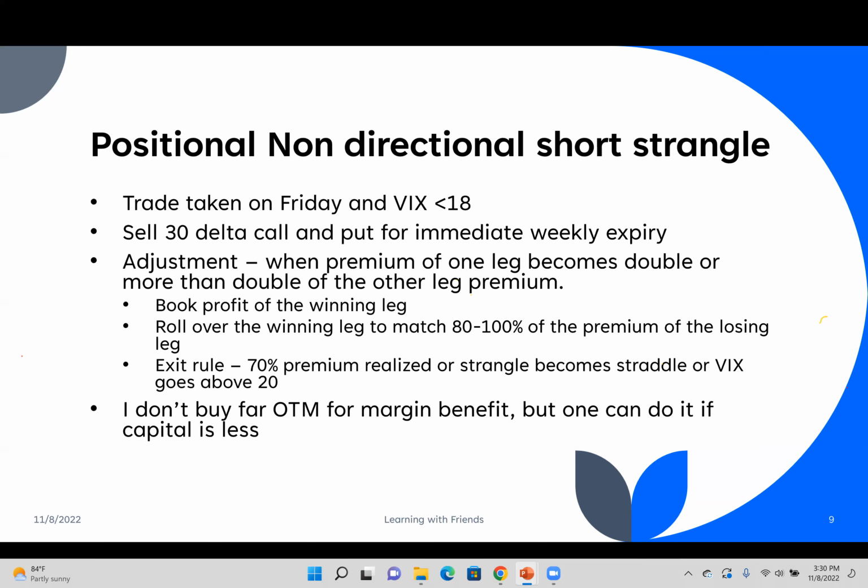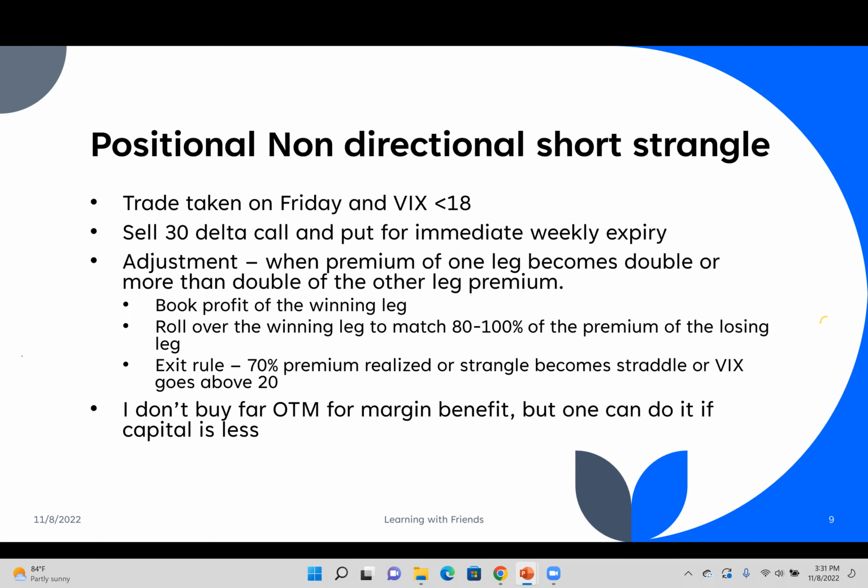And let's say you enter a situation where the call premium becomes, say, 40 rupees and put premium becomes 80 rupees, or whatever, 36 rupees and 72 rupees, something like that. Again, this time you book the profit in the call. Okay. And then you roll over the call, bring it to 80 to 90% of the put premium. You keep on doing it.